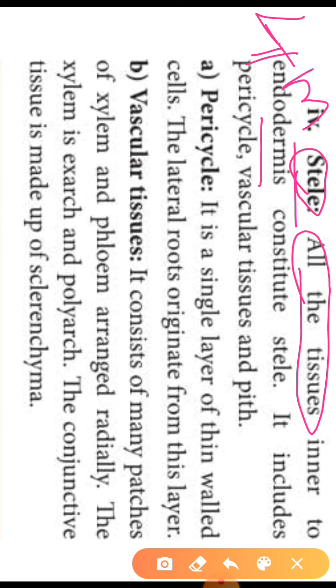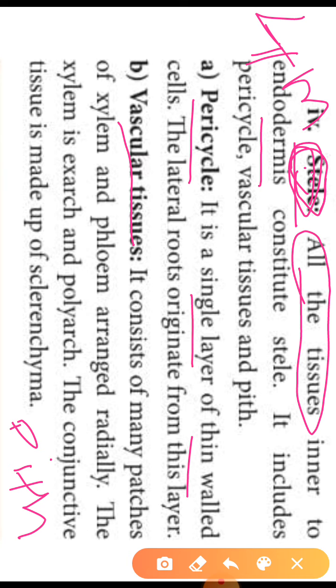This is the innermost circled part. In monocot, stele has three parts: pericycle, vascular bundle and pith. First one is pericycle. This is a thin wall, single layer, from which lateral or primary roots originate.